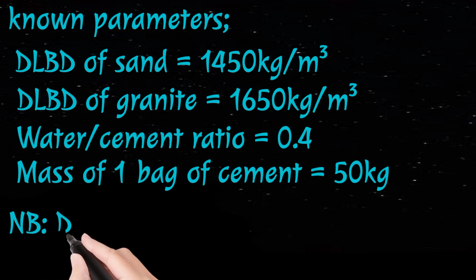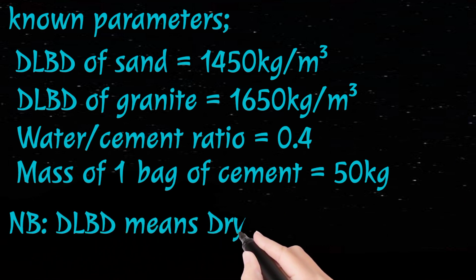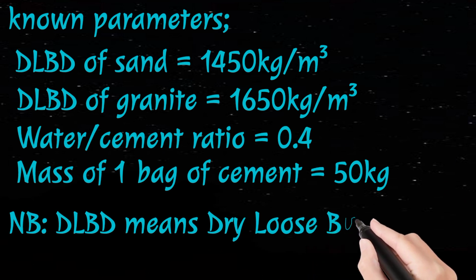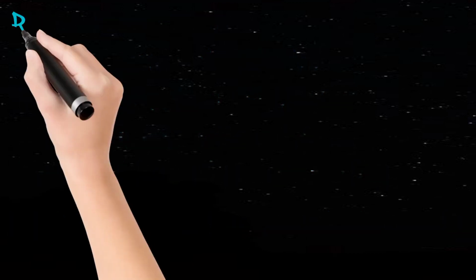At least those factors are known already. So the dry loose bulk density of sand is 1,450 kg per meter cube. The dry loose bulk density of granite is 1,650 kg per meter cube. The water cement ratio that was given in the question is 0.4. The mass of 1 bag of cement is 50 kg. I hope we are following.